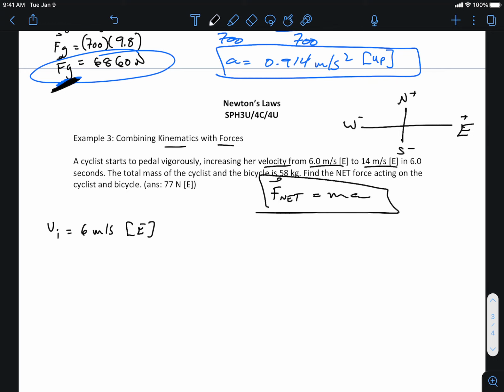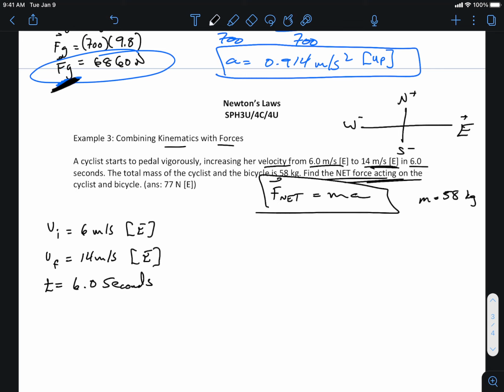And then we also know she got to 14 meters per second east. How long did that take? Well, 6 seconds. T equals 6 seconds. Then it also tells us something else. It says the mass M equals 58 kg. Find the net force.